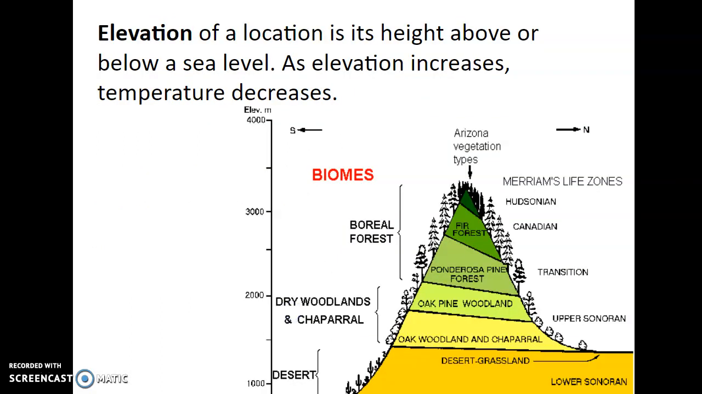So elevation of a location is its height above or below sea level. So as elevation increases, temperature decreases. So you can think of this as climbing up a mountain. If you're climbing up a mountain, say for example, Mount Everest, as you're moving up away from base camp, it tends to get a lot colder. It's always freezing cold when you look at these examples of Mount Everest, because as elevation increases, your temperature decreases.